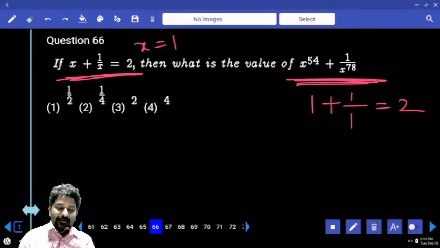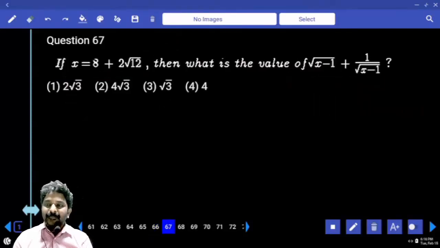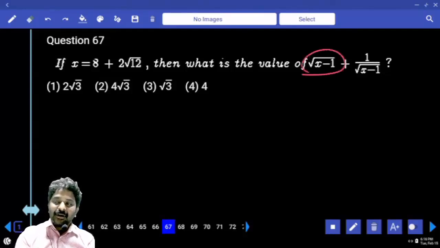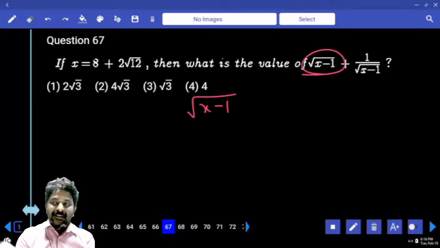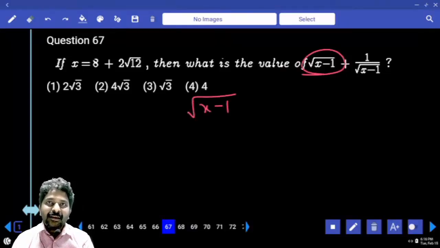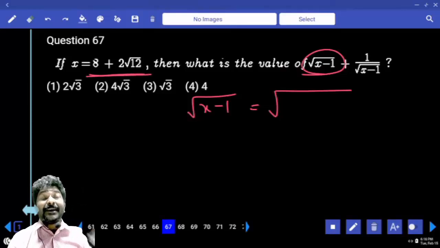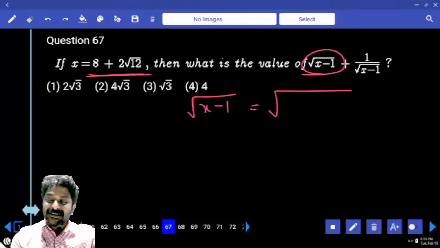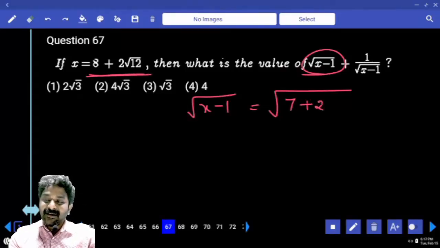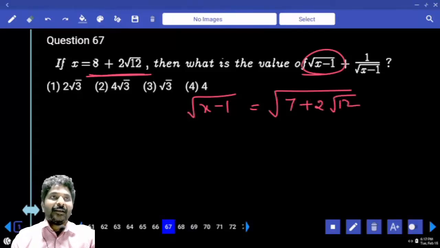Okay. Next, 67. x is equal to 8 plus 2 root 12. Then find the value of this fellow. Okay. Now let me first calculate the square root of x minus 1. Then I'll substitute the value over there. Which is equal to the square root of x minus 1, where x is 8 plus 2 root 12 minus 1, in the sense that is 7 plus 2 root 12 only.